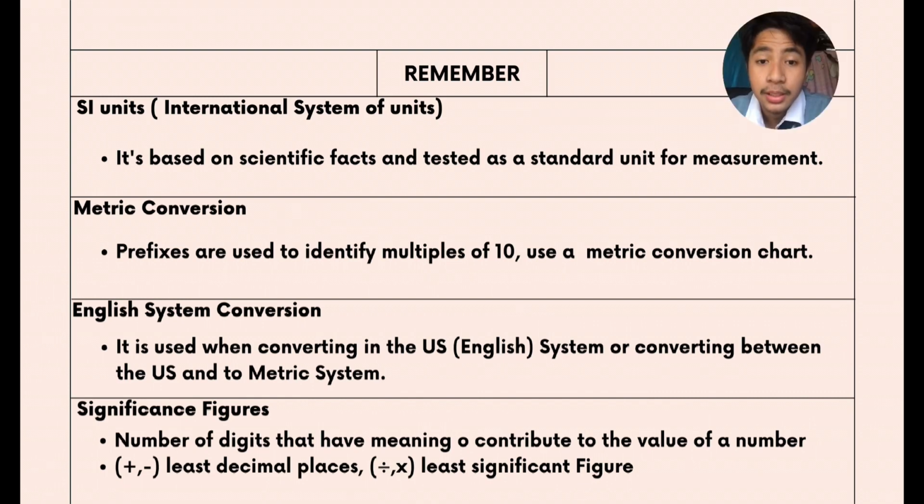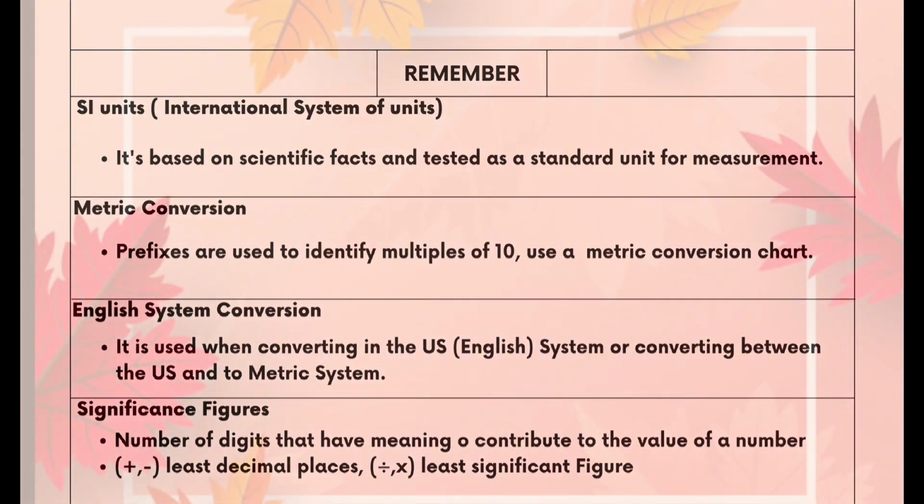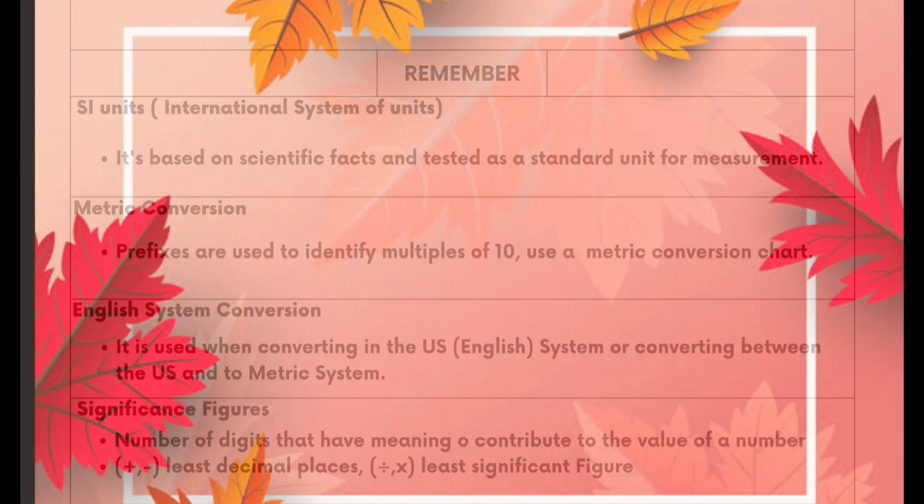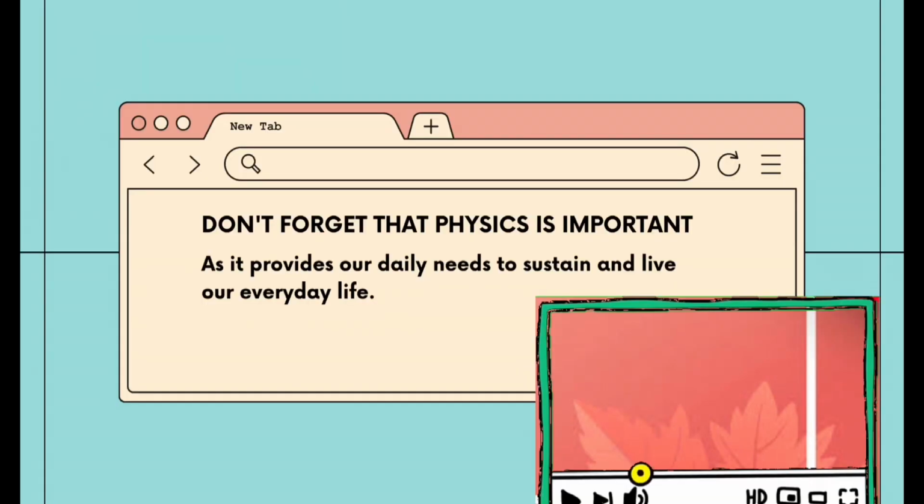Significant figures are the number of digits that have meaning or contribute to the value of a number. And remember that when you are solving subtraction or addition, it uses the least decimal places. Meanwhile, when you solve multiplication and division, it uses the least significant figures. Don't forget that physics is important as it provides our daily needs and helps us sustain and live our everyday life.